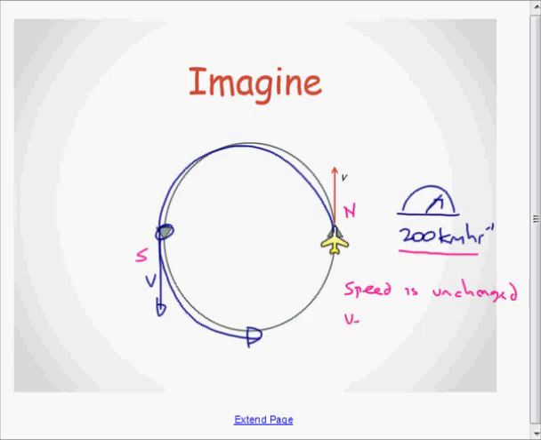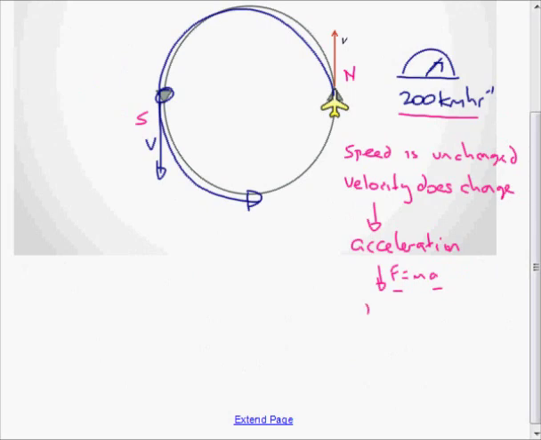However, velocity does change. Because velocity changes, as we'll see later, a change in velocity means there must be some sort of acceleration. And if you remember from last year, if you have an acceleration, then you must have a force. So in this case, to provide this acceleration, there must also be a force. That's evidenced in the plane by the fact that the plane will have to bank and use some of its lift force to make it go around in the circle.